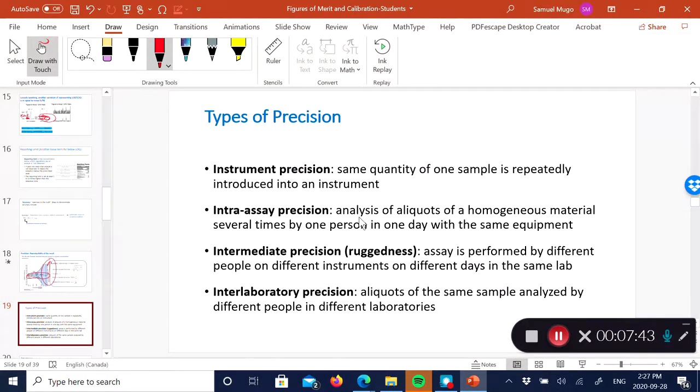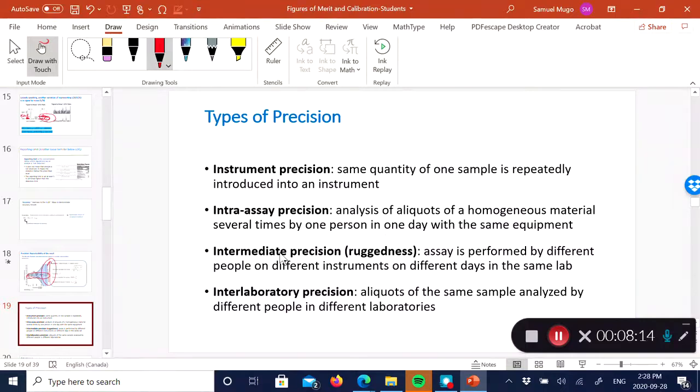And so this refers to a situation when you analyze the aliquot of a homogeneous material several times by the same technician in one day, using the same equipment. So you can see it's not a very robust method of determining precision, because you take a homogeneous sample and then you run it many times on a single day using the same instrument.